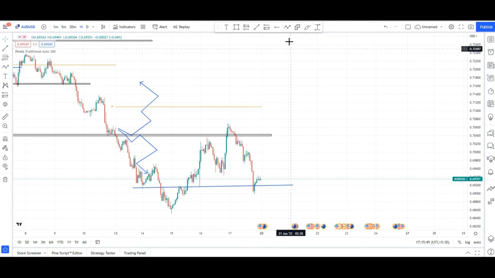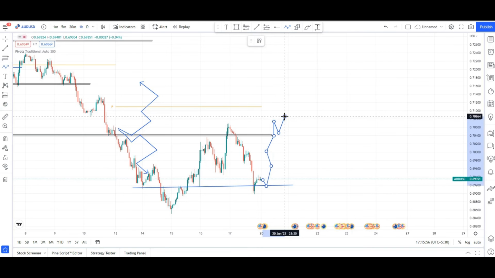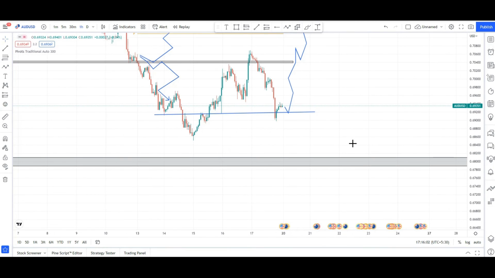Okay guys, if once again it comes here somewhere like this and takes support, then you can go for first, second, third target. If broken, then you can go for fifth, sixth, seventh, even eighth target. Okay guys, these are the targets. If this is broken, then you can expect your first target here, second target here, third target.